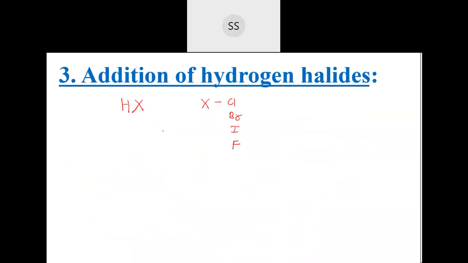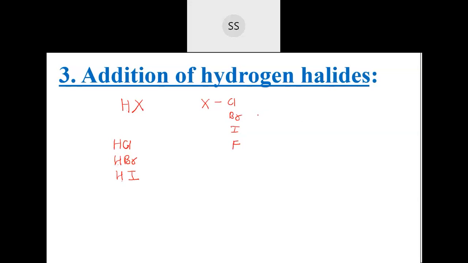So here we have H and then X. I said X can be anything. If you take H and Cl, it will be HCl. If you take Br, it will be HBr. So you end up getting the acid. If I take H with Cl, I get hydrochloric acid. If I take it with Br, I get hydrobromic acid. Then hydroiodic acid, HI. All these are nothing but acids. Generally, we call them hydrogen halides.